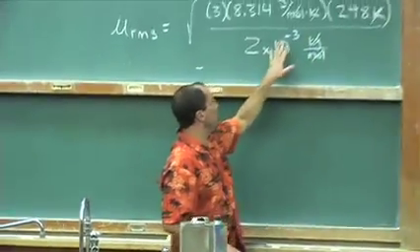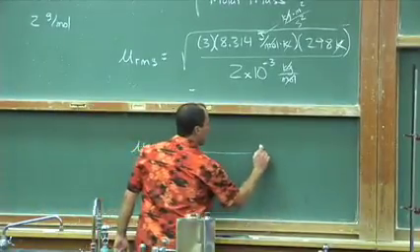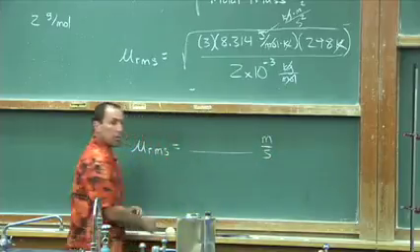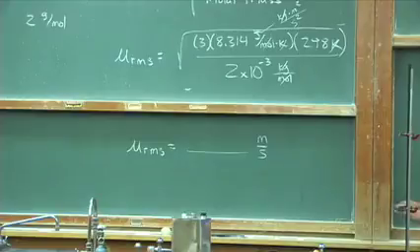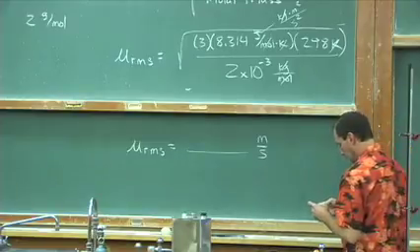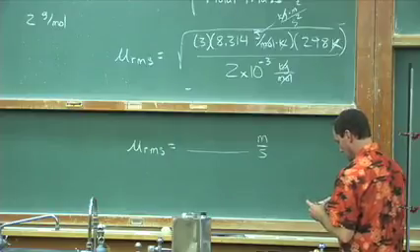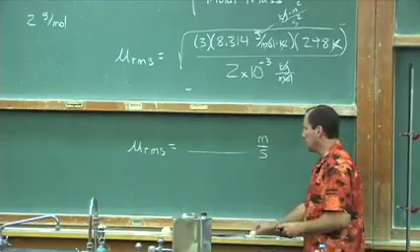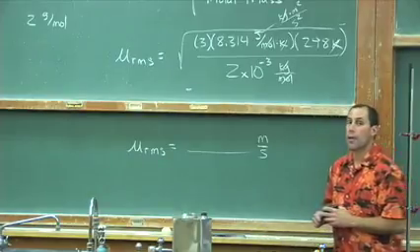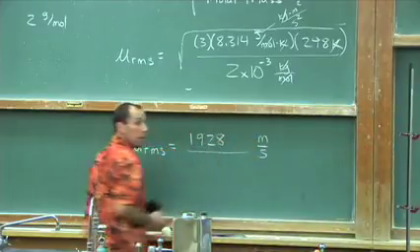Let me do the math. On my calculator, I'm going to plug these in and come up with an answer. Mu RMS is equal to some number. And again, units will be meters per second. Go ahead and you do that, and I'll check back with you in a minute. So we've got 3. I'm hoping you have nearly 2,000 meters per second. I'm going to write down 1928 meters per second.